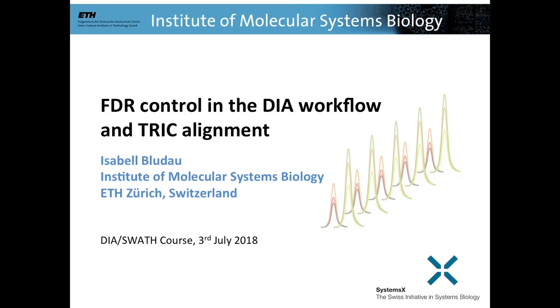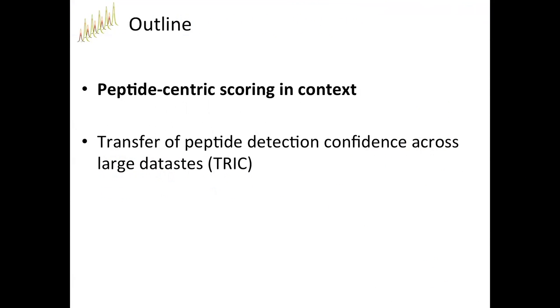Okay, perfect. Okay, good morning, everyone. So now I will basically extend on what Ludovic was just presenting in the last hour. So I will extend a little bit on FDR control in large DIA data sets, and then talk a little bit about feature alignment across large data sets to increase the completeness of your data set and to basically get consistent detections across many samples.